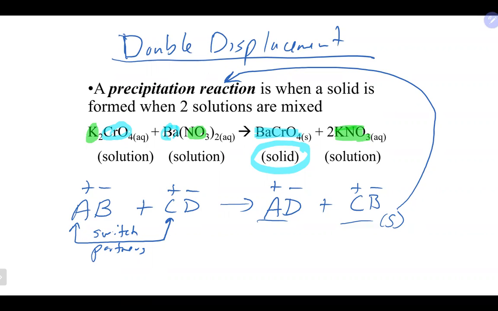This reaction here is not a redox reaction. There are absolutely no electrons being transferred. This would never be classified as a redox reaction because the potassium on the left is +1, so is the potassium on the right. The chromate is -2 on the left, so is the one on the right. So there are no electrons being transferred here. There is no redox. Double displacement is its own category of reactions. Any questions on that there?